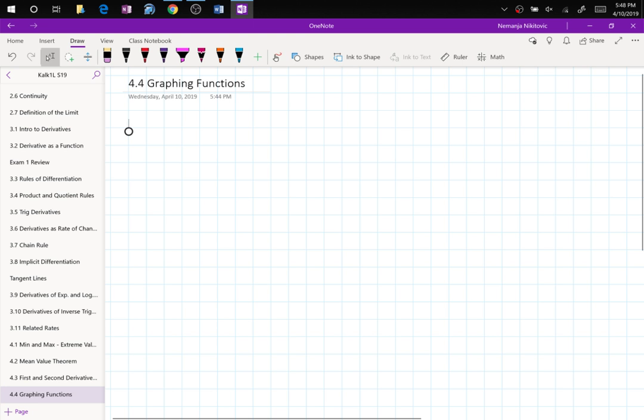Hello and welcome back to Calculus 1, section 4.4 on graphing functions by hand. Right? So no calculator, no graphing calculator, no Desmos, or other graphing utility. You get to learn how to sketch a graph of a function, and what we are going to do is this using calculus rules that we learned so far.